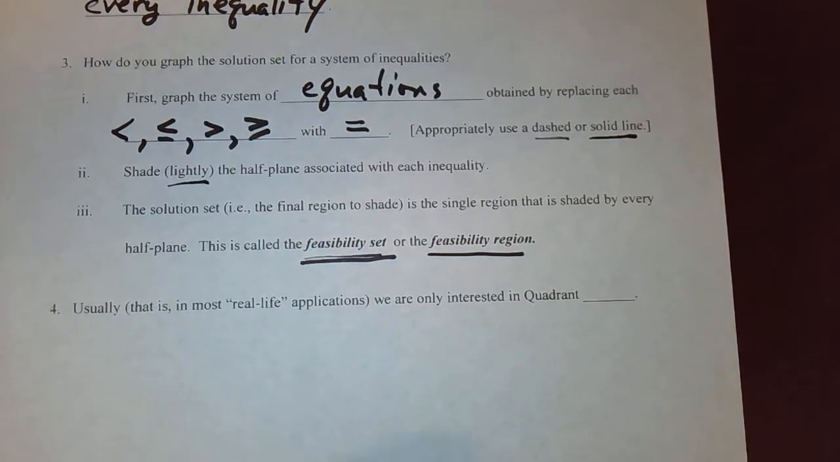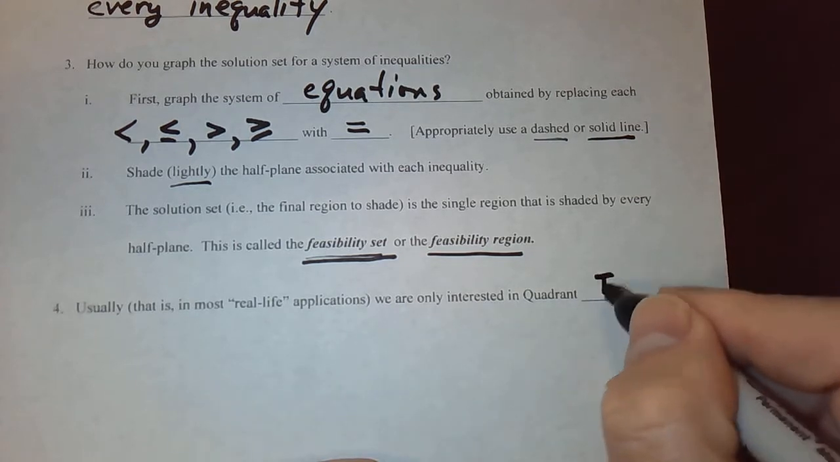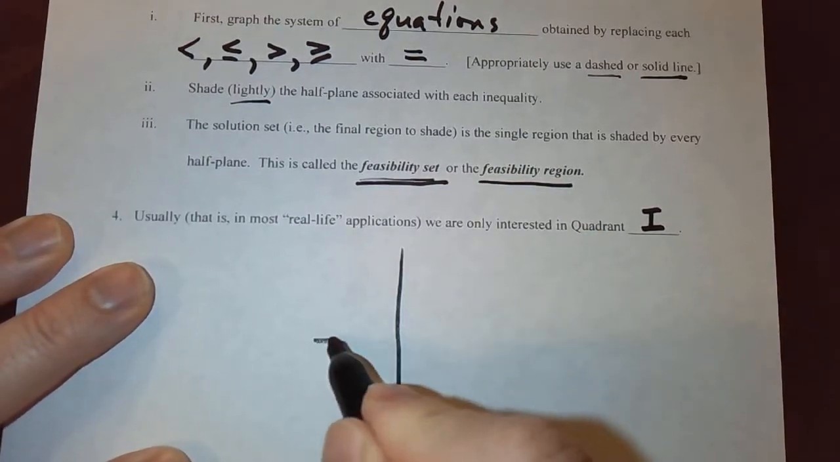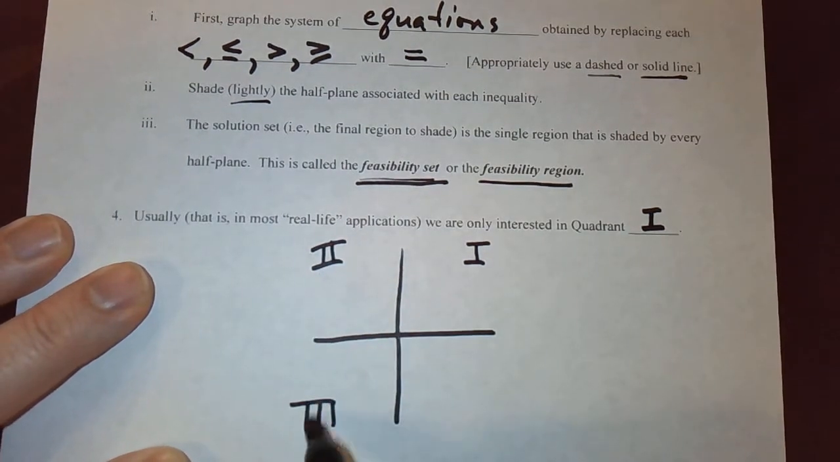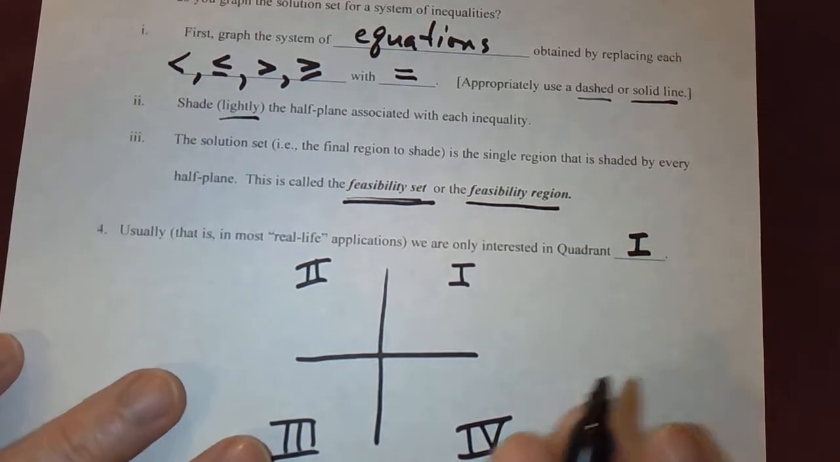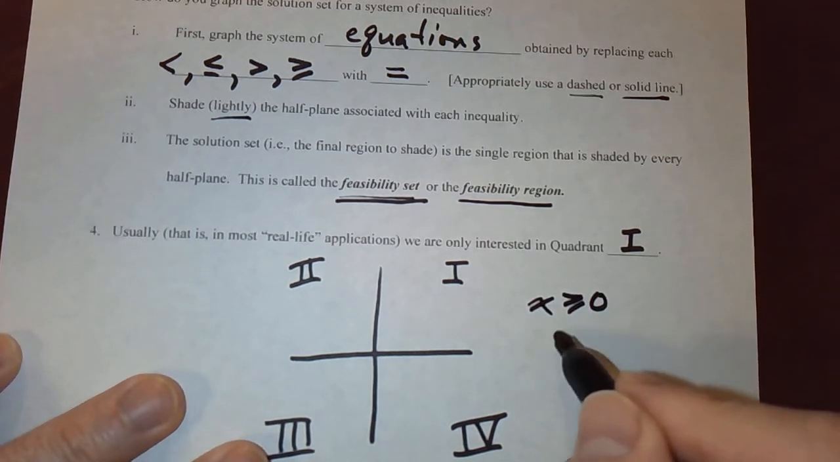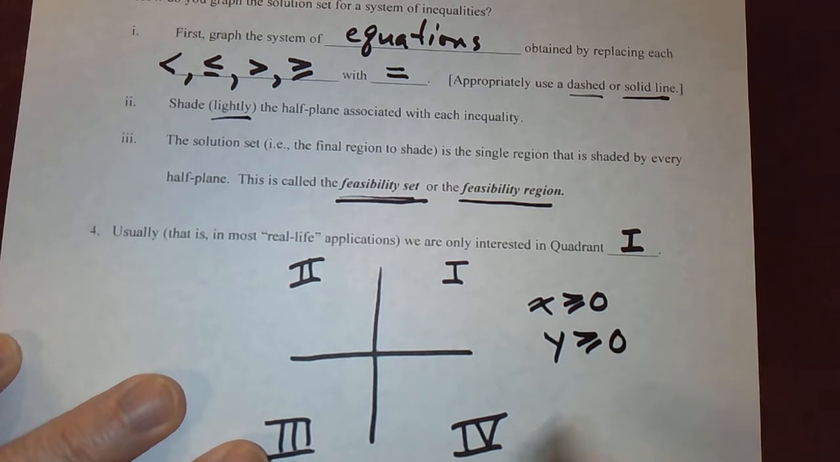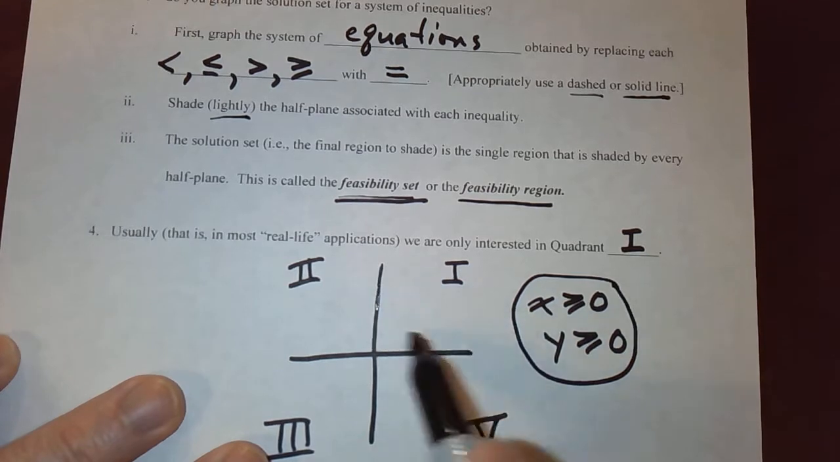And lastly, in this video, usually in most real-life applications, we're only interested in quadrant 1. And hopefully you remember that. This is quadrant 1, 2, 3, and quadrant 4. So what that means is we'll have two inequalities that say x greater than or equal to 0, and y greater than or equal to 0. When this is the case, we're only interested in quadrant number 1.